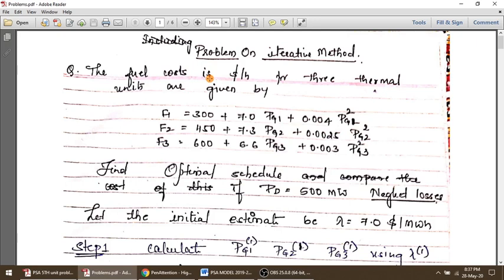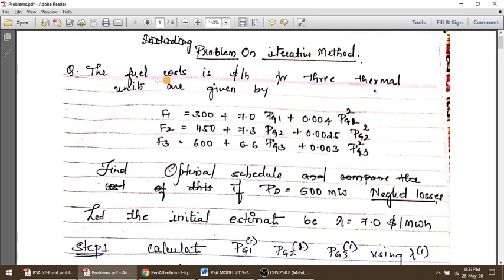Hello everyone. In this video, we will learn how to solve problems on the iterative method. We'll be solving two problems. The first problem will be neglecting losses and neglecting generator limits. And the second problem will be based on neglecting losses and including generator limits.